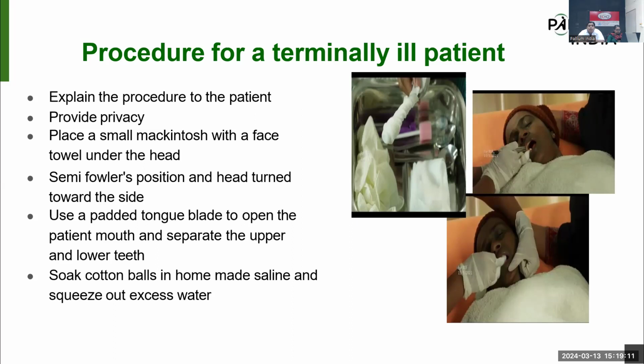Use the padded tongue blade to open the patient's mouth and separate the upper and lower teeth. In a home setting, we have to use the spoon. You have to place the spoon, which is covered with a gauze piece, in between the upper teeth and lower teeth, and give a proper opening to the oral cavity. Then you can clean from one side to the other.